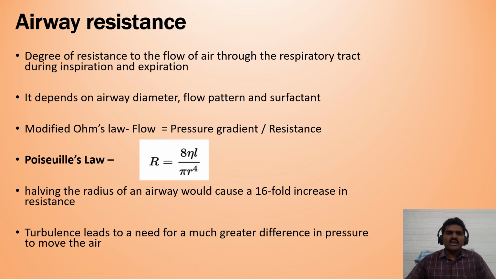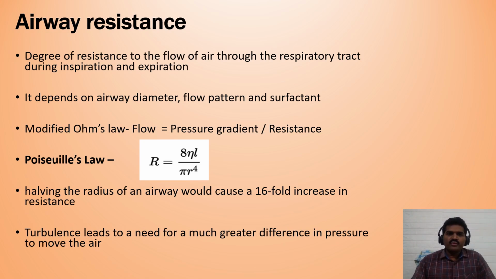It is calculated by the modified Ohm's law, which states that flow is equal to pressure gradient divided by resistance. It is better calculated using Poiseuille's law, where resistance is 8ηl divided by πr to the power of 4, where r signifies your radius of the airway.